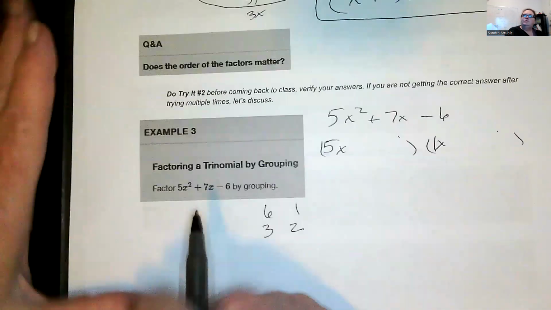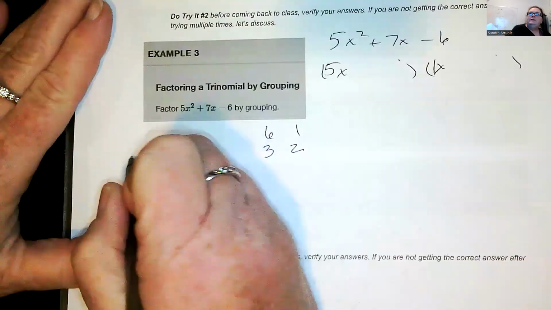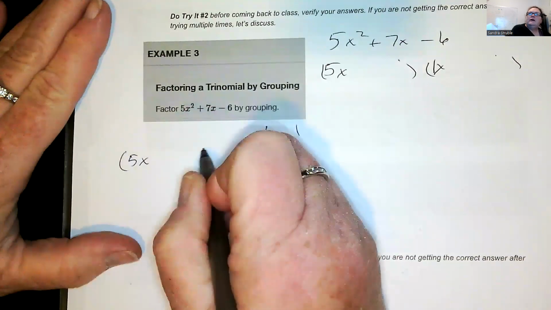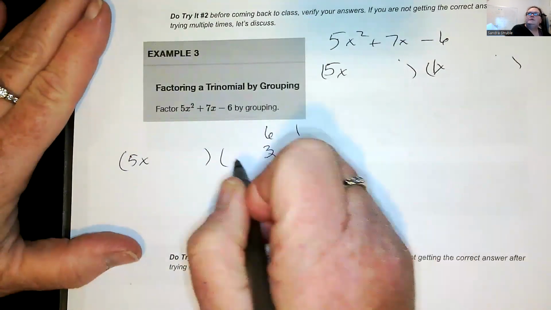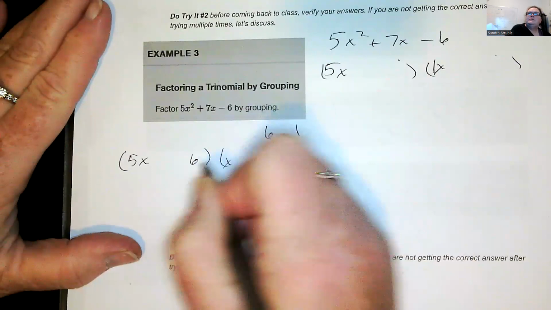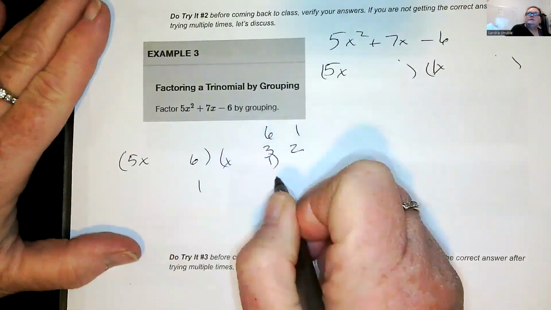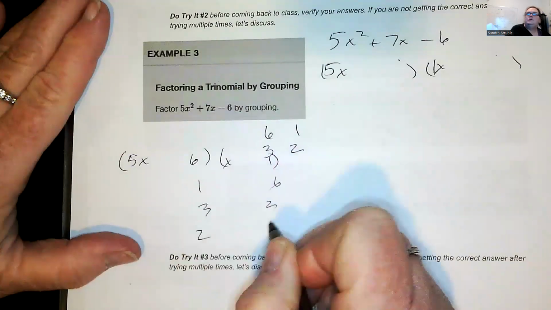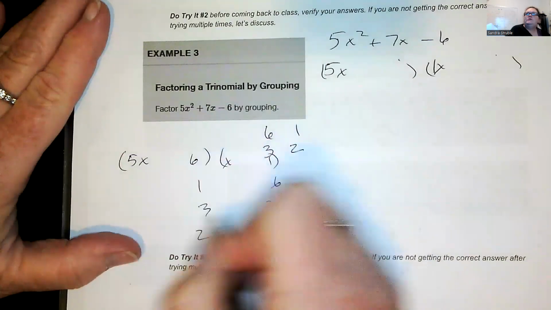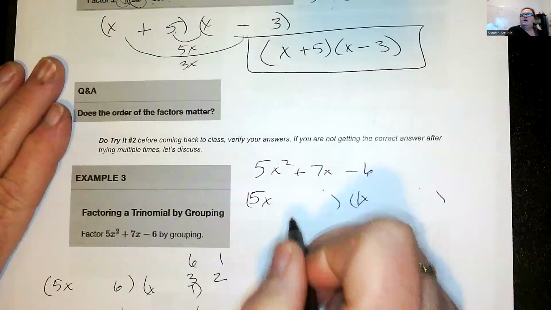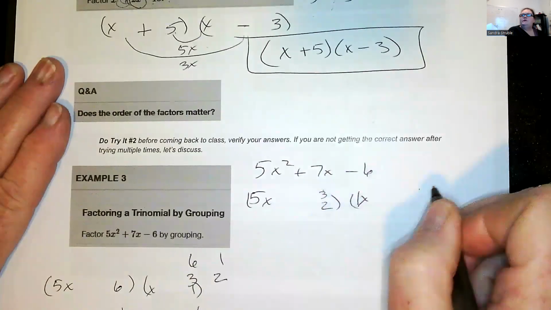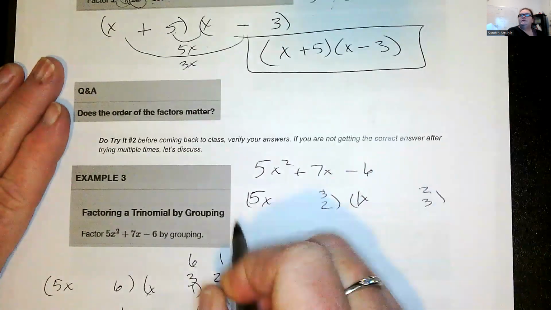The way this would look in a different light would be 5x. I would try each one of these darn things. So I would have a 6, a 1, a 1, a 6, a 3, a 2, a 2, a 3, and I would check each one of these to see what's going to work. I would start off with the 3s and the 2s first to see.